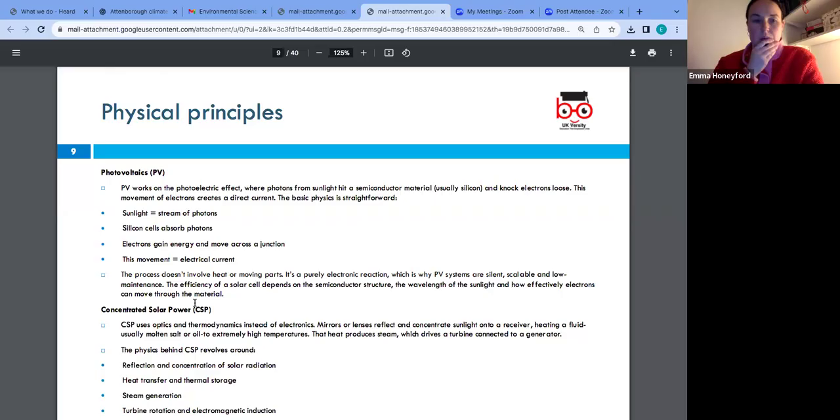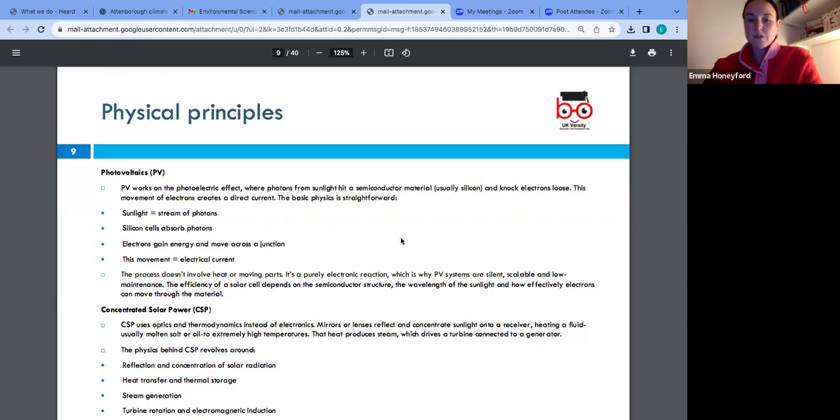PV works on the photoelectric effect, whereby photons from sunlight hit a semiconductor, and this movement of electrons creates a direct current. Just a simple high-level overview: sunlight generates a stream of photons. The silicon cells absorb the photons, and the electrons gain energy and move across a junction. And this movement is an electrical current.